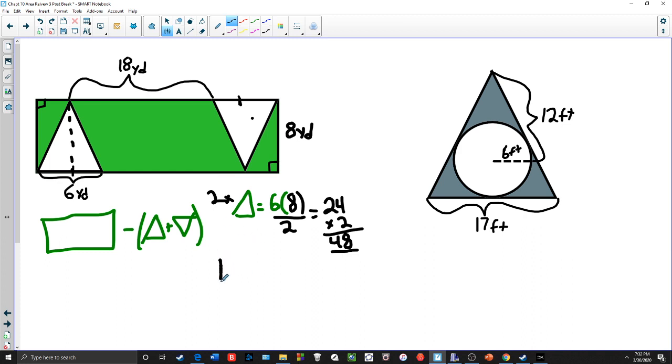Then I need the area of the rectangle, right? So this one's a little bit difficult to get. I know that the height is 8 because it goes from top to bottom here. The height is 8 yards. So 8. I need to figure out what the base is though. Well, I know that this right here is 18. I know that this length right here is 6. What I need to figure out is what it's going to be all together. So this is where it comes into a little bit of a tricky-ish situation.